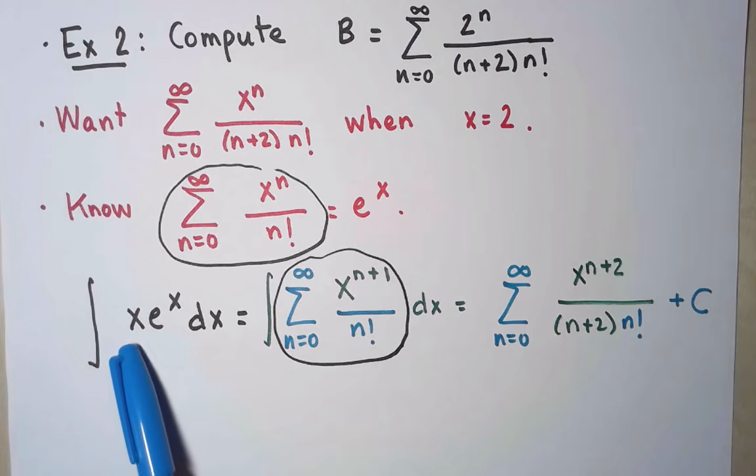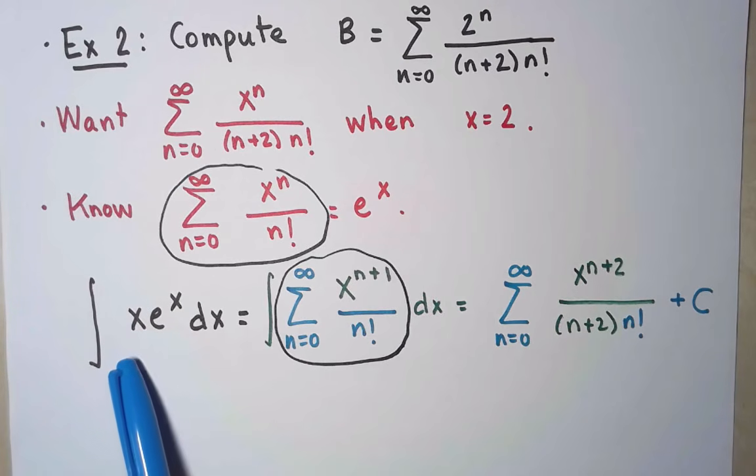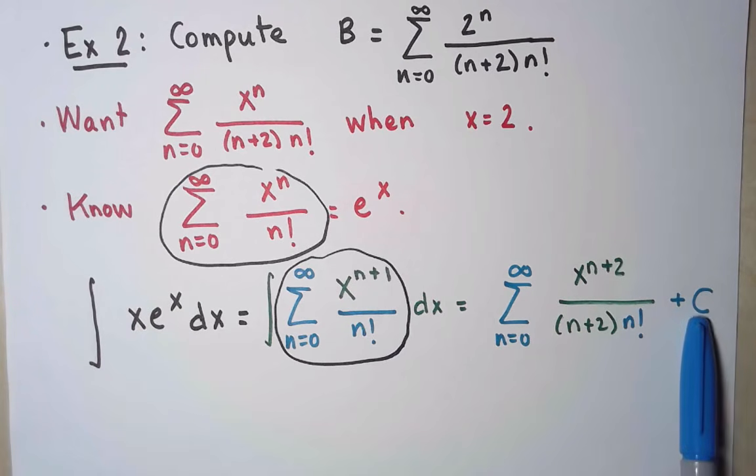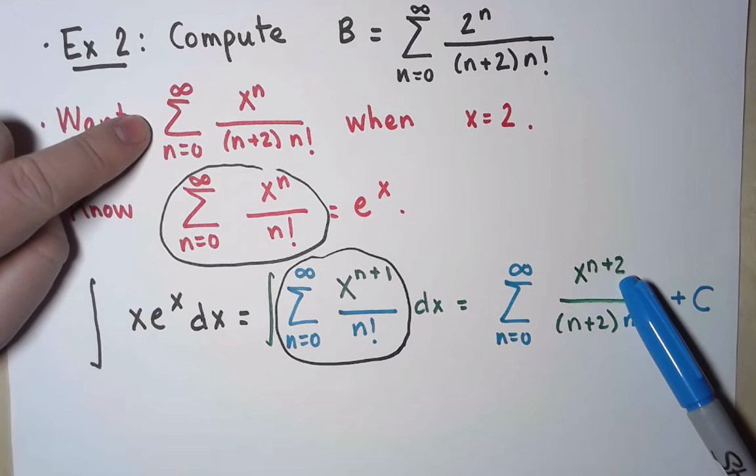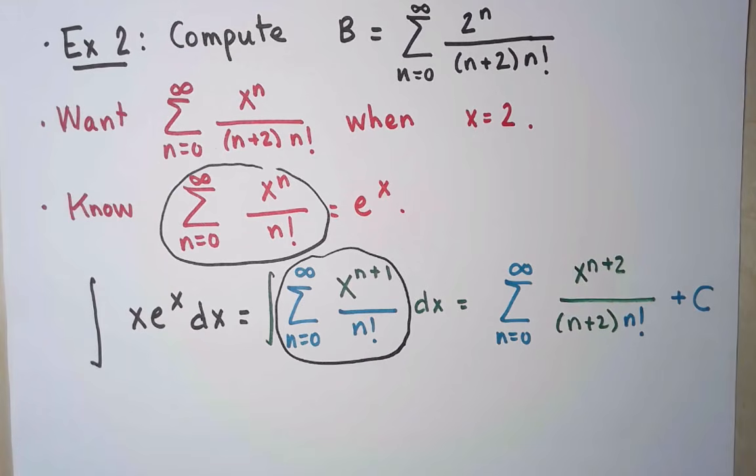So I need to take the function x e to the x, compute an antiderivative, adjust the integration constant, and then I will have the value of this sum. And then to go from here to here, all I have to do is divide by x squared. And after that, I will evaluate at x equals 2. Okay, so let's do those steps.